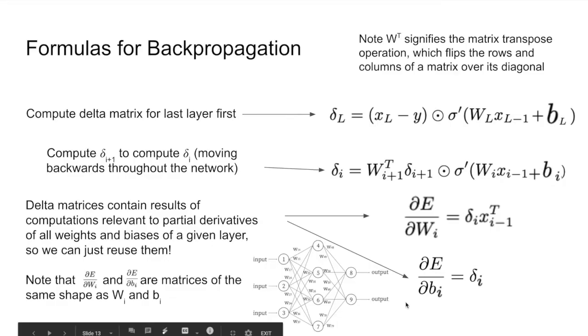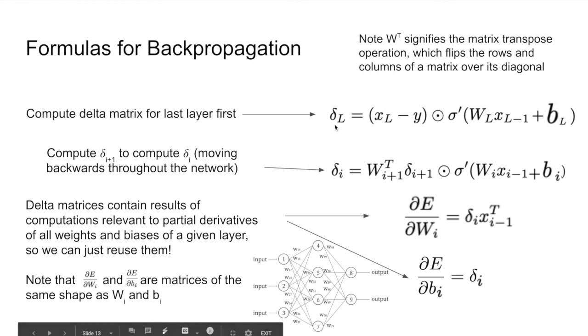As to our final formulas for backpropagation in a vectorized neural network. In order to implement backpropagation, you first have to compute these things called delta matrices. These delta matrices basically represent a lot of the shared computation that occurs when you're running backpropagation. Note that when we're computing these delta matrices, we start from the end of the neural network and work backwards, and that's why it's called backpropagation.